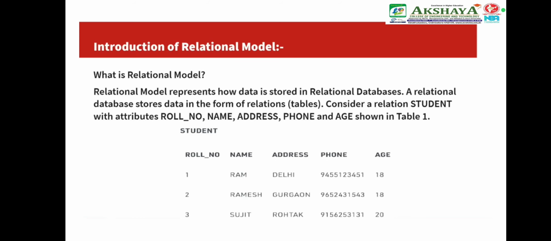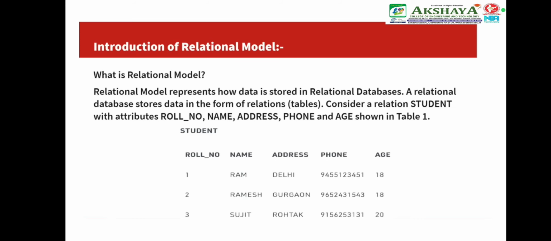Now I am going to tell about what is relational database. A relational database is a collection of tables having unique names. Now I am going to tell about what is relational model. A relational model represents how data is stored in a relational database. For example, a relational database stores data in the form of relation tables.